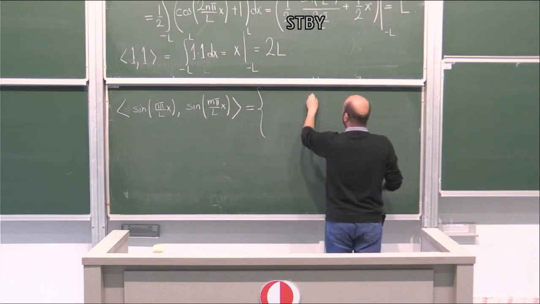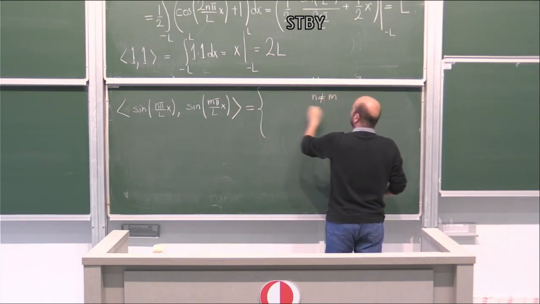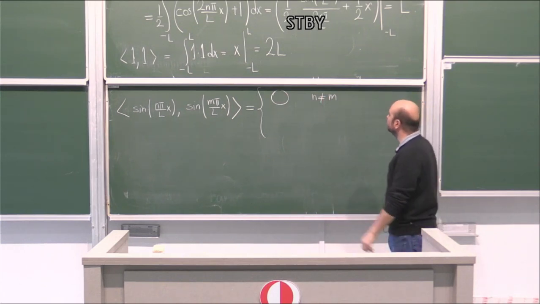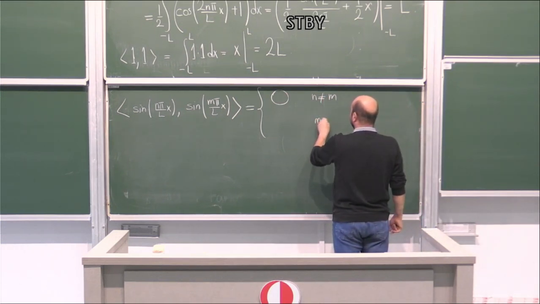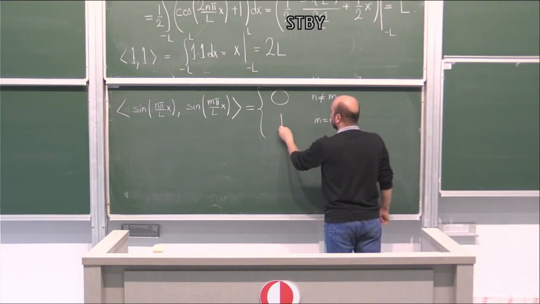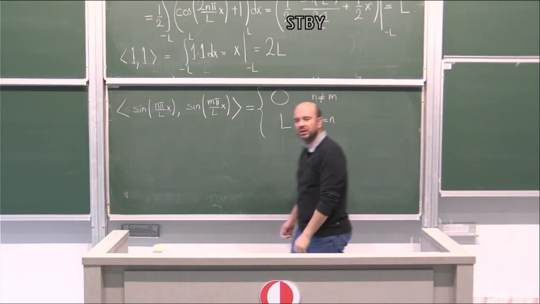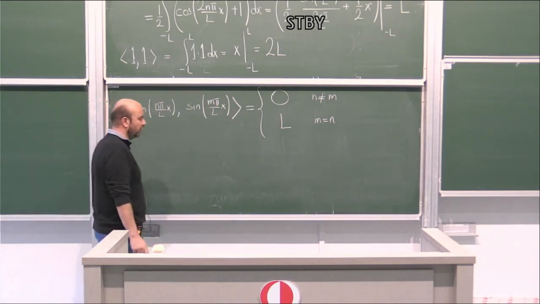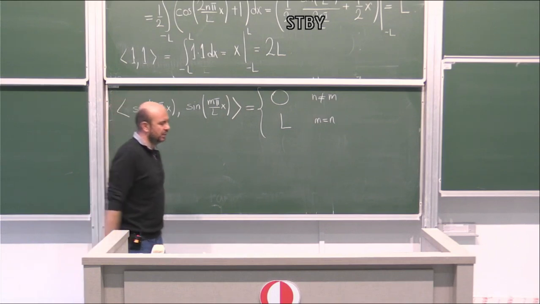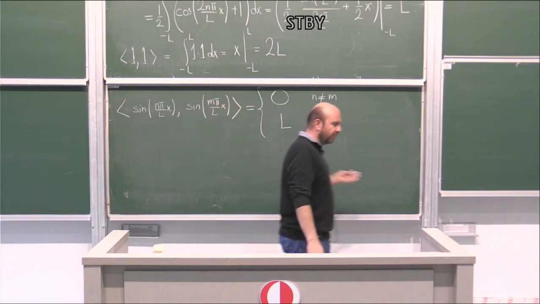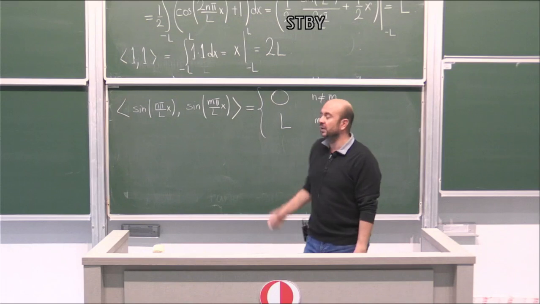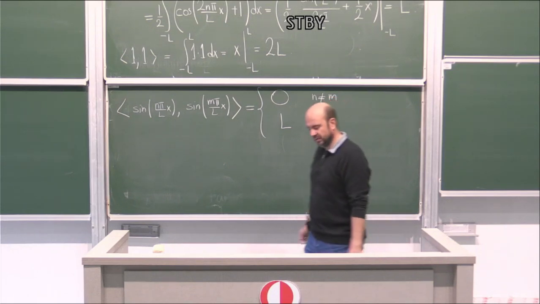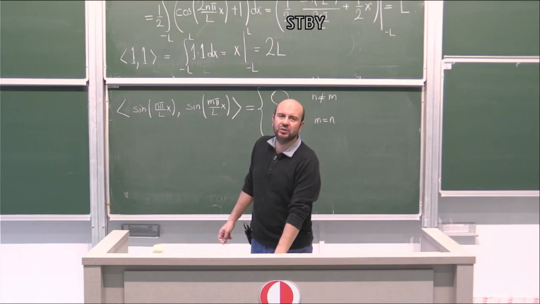So if n and m are different, you are going to get 0 because it's an orthogonal set, as we said. If n is equal to m, then again, like we did for the cosine, we will get L. Okay, so this is what we get. So now we proved that it's an orthogonal set. Furthermore, we said something about the norm of the components. Okay. All right. Now let's go back to our business.